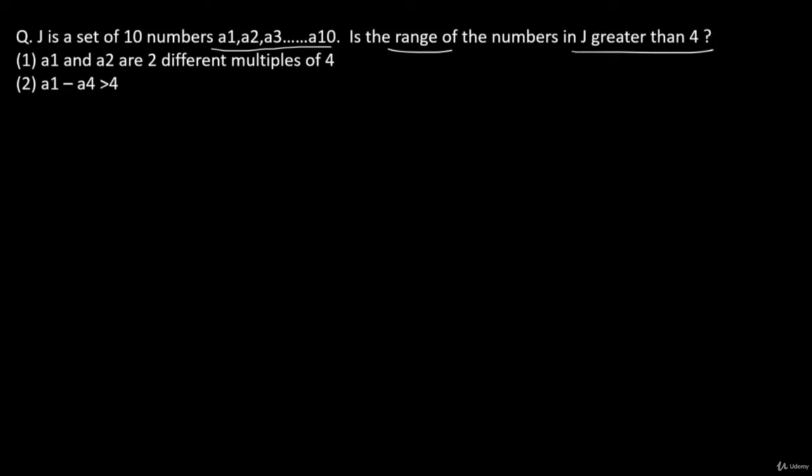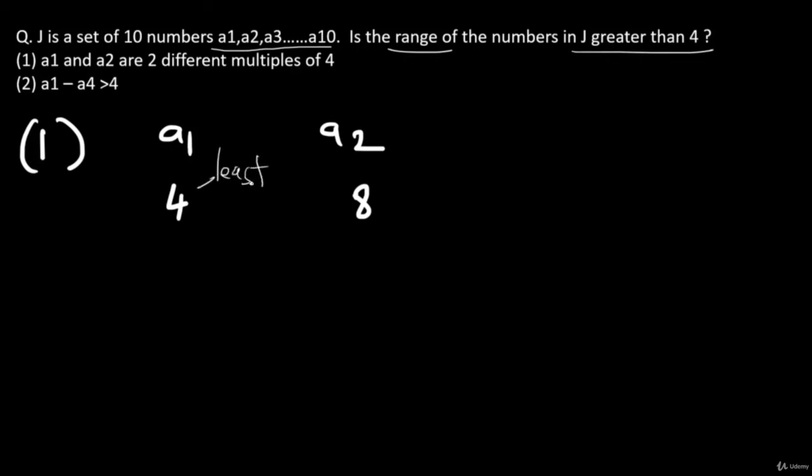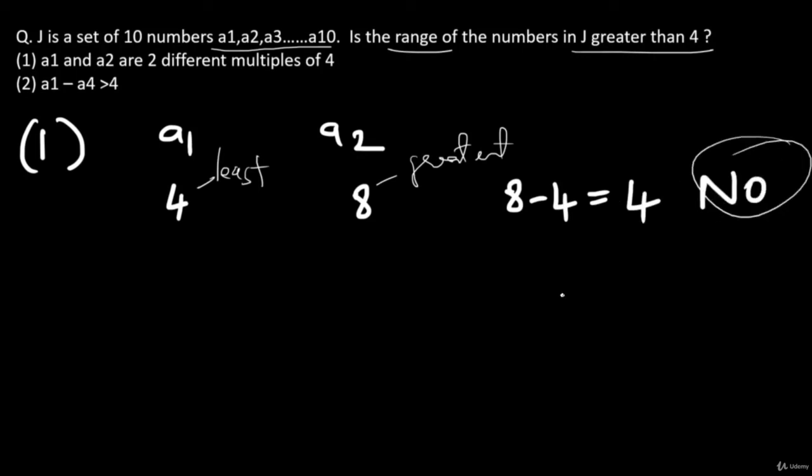We are back. I hope you have given it a try. Let's do it together. Statement 1 says A1 and A2 are two different multiples of 4. Let's plug in some numbers. I could take A1 and A2 as 4 and 8. Assuming that 4 is the least number and 8 is the greatest number, I get the range as 8 minus 4, which is equal to 4. So I'm getting a no over here.